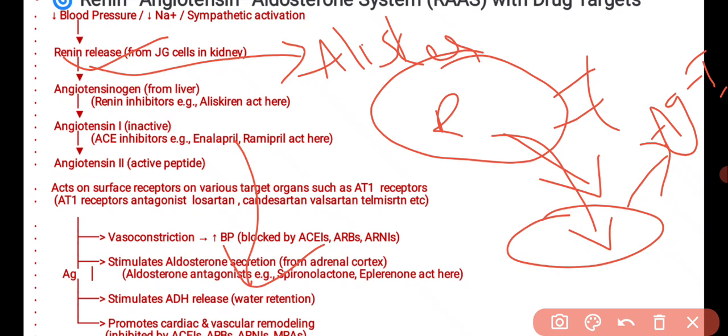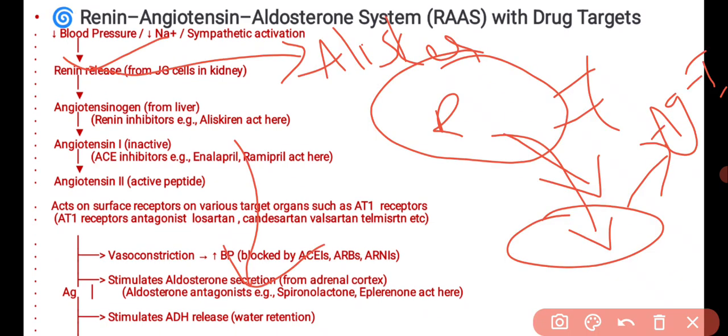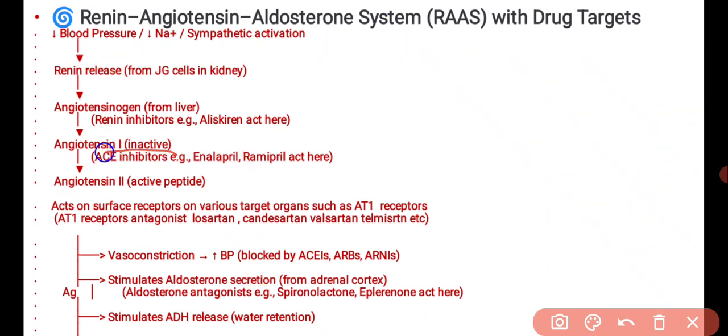The next important category of the RAS inhibitors are the angiotensin converting enzyme inhibitors. Here, the angiotensin converting enzyme is one of the rate limiting enzymes in the production of angiotensin 2. When we inhibit this enzyme, angiotensin 1 is not converted into angiotensin 2.